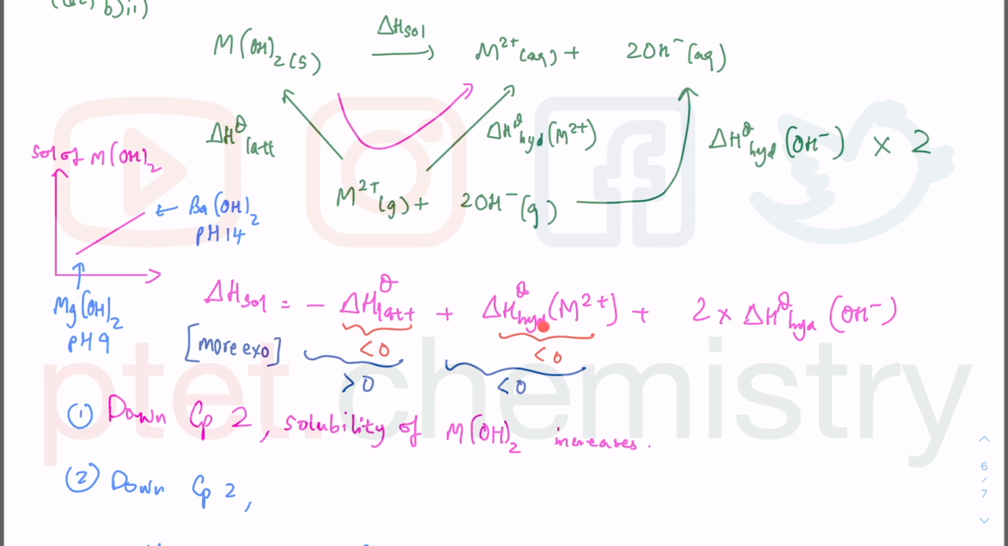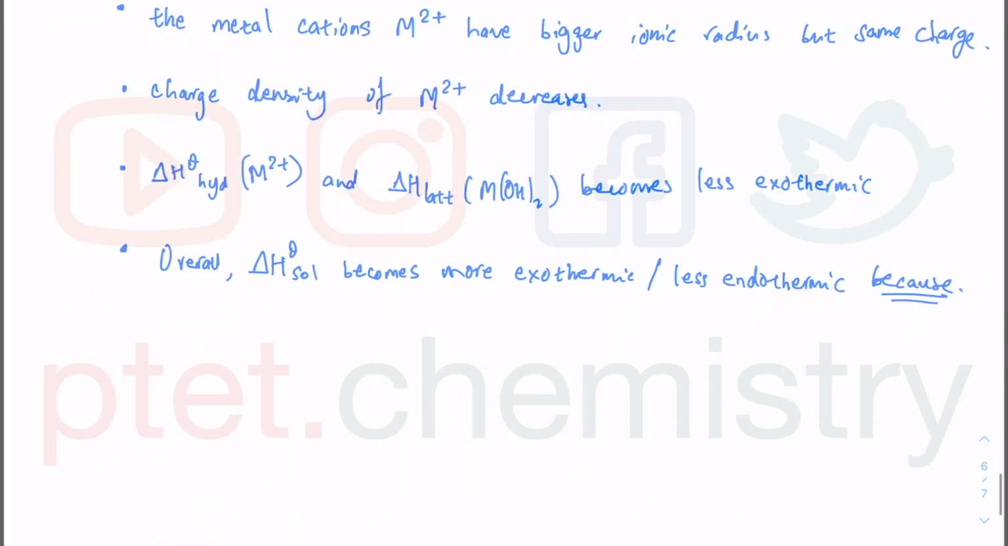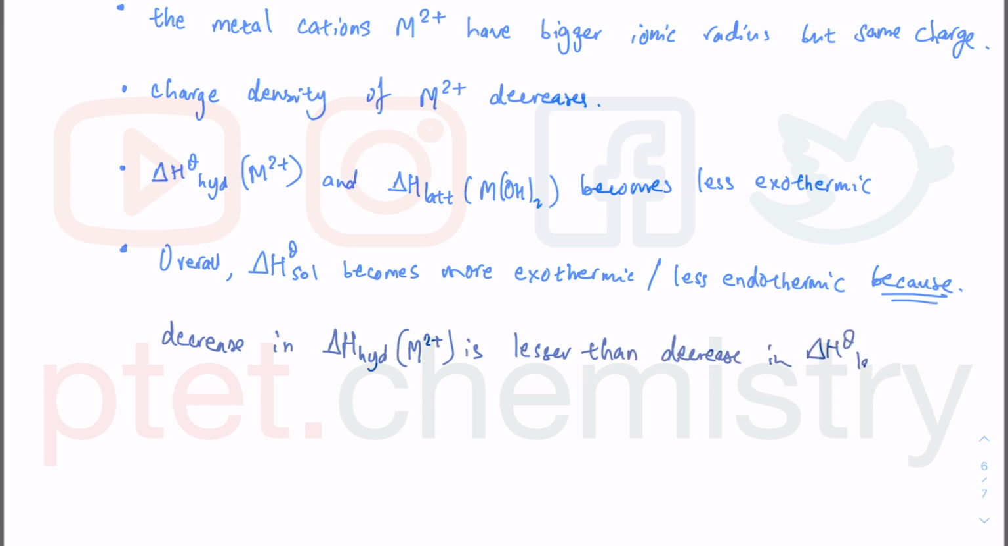Alright, so the decrease in the hydration of the cation is lesser than the decrease in lattice enthalpy or lattice energy. So that is how I explain it. I mean, there will be similar variation. You could be talking about the decrease in lattice energy being more than the decrease in hydration of the cations, and as a result, the enthalpy of solution becomes more exo and less endo.